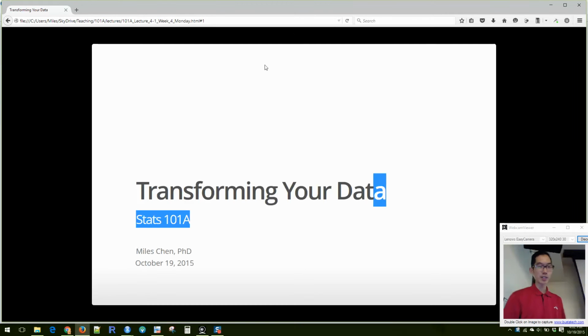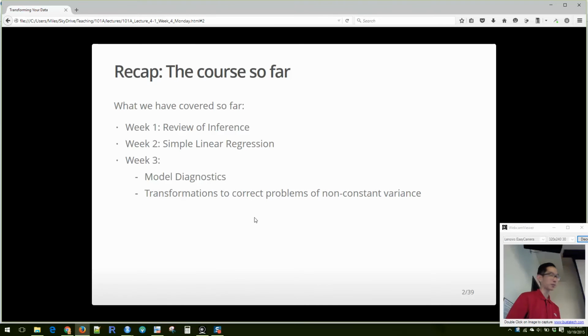Okay, so today we're still talking about transforming your data for simple linear regression. Just to recap, we talked about inference in week 1, a review of that, and I hope that was okay for all of you. I hope you are all caught up with your understanding of inference. And then we introduced simple linear regression, fitting all of that, and making inference from models.